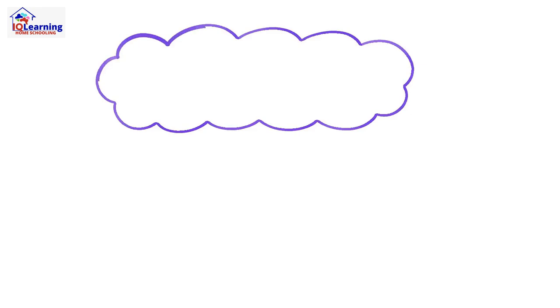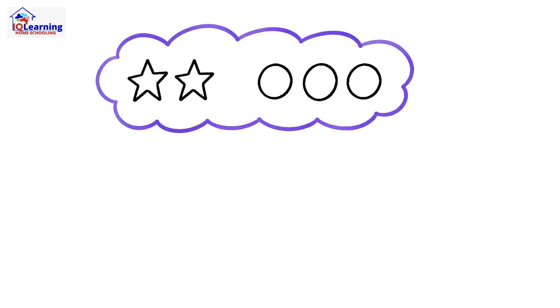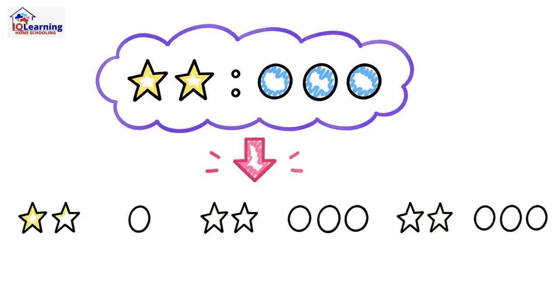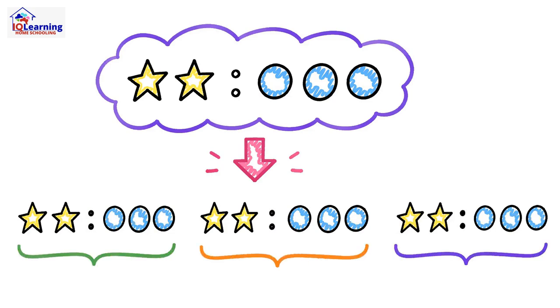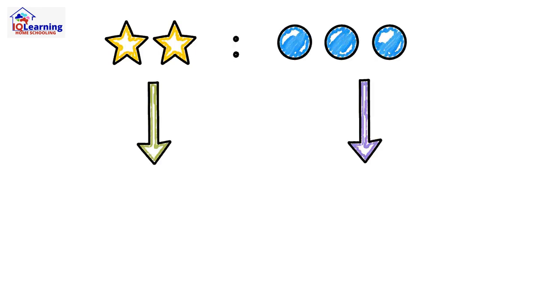Now think of ratios as a repeating pattern. The mantra is, for every X, there are Y. For every 2 stars, there are 3 circles. This relationship stays the same even if the numbers get bigger. So if you suddenly have 10 stars, how many circles do you need?